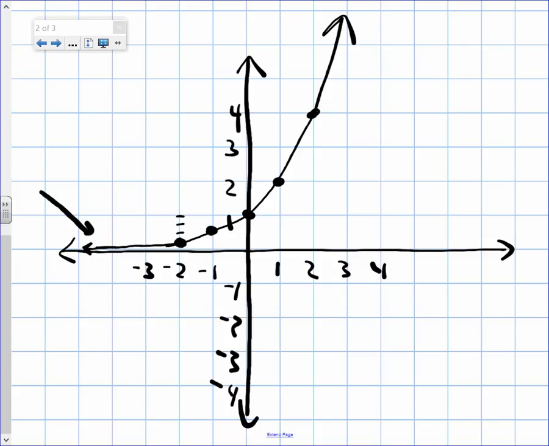So when you draw that curve, you got to know, even though it looks like this graph is touching the x-axis, it actually never touches the x-axis. That word is called the asymptote.